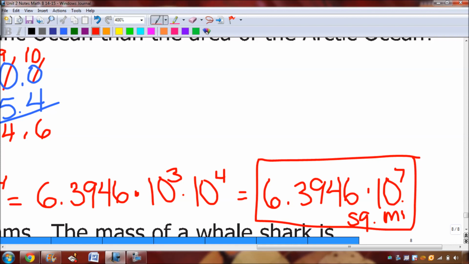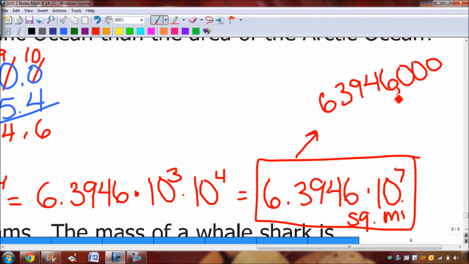If you actually figure out what this number is, it would be 63,946,000. So this number right here means it's 63,946,000 square miles larger than the Arctic Ocean. So much bigger. That's the power of these exponents right here. It shows you how big the number is. The Arctic Ocean is nothing compared to the Pacific Ocean.